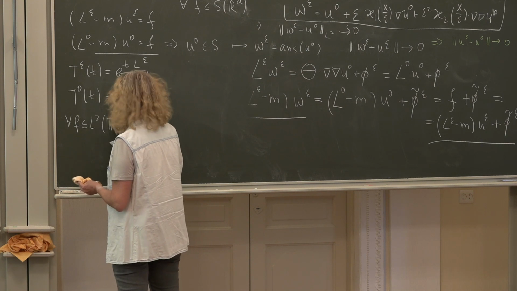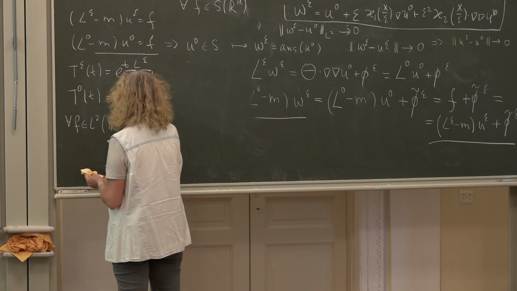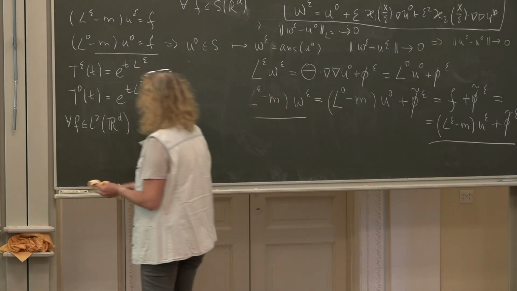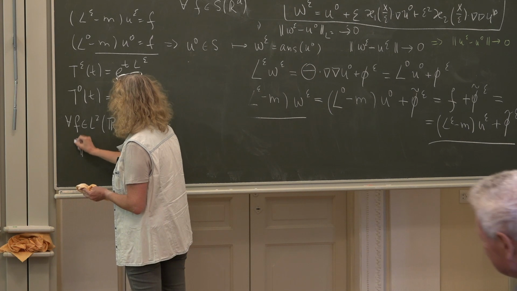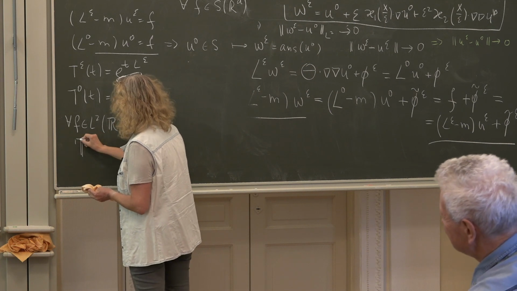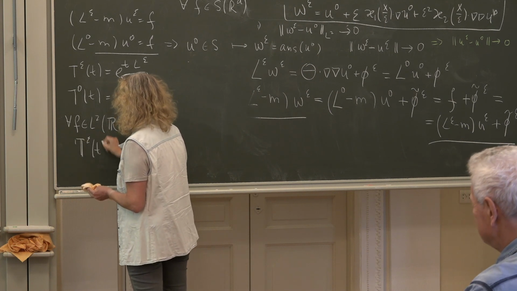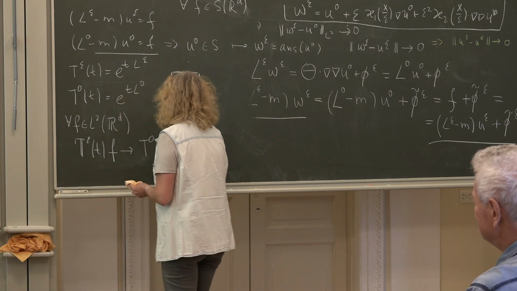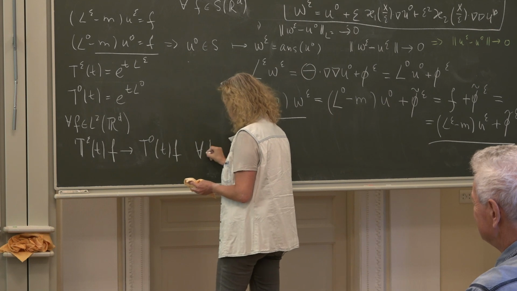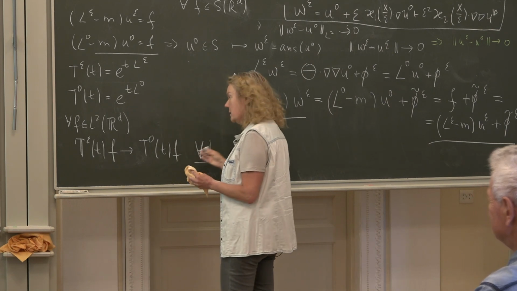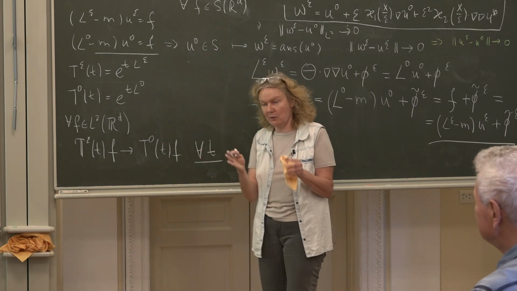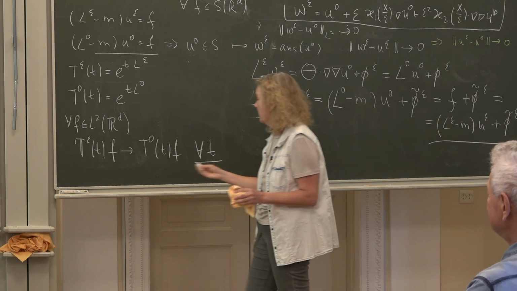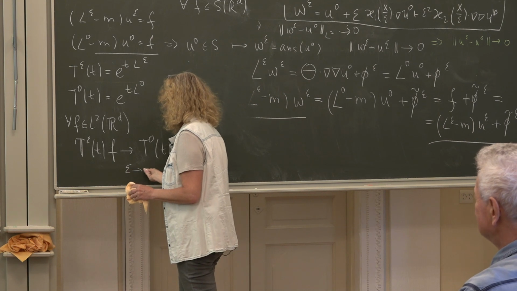Not on the torus, but in R^d: T epsilon(t) f tends to T0(t) f for any t, or uniformly on any bounded interval of t, when epsilon tends to 0.